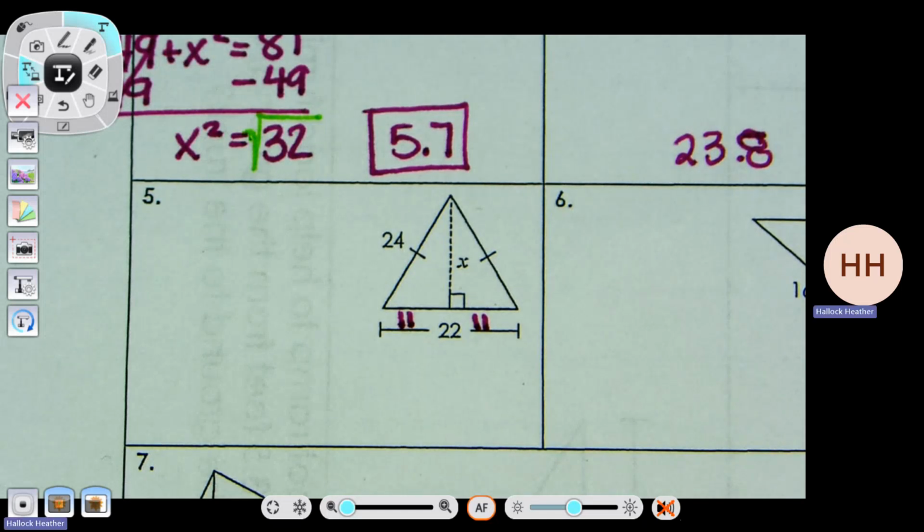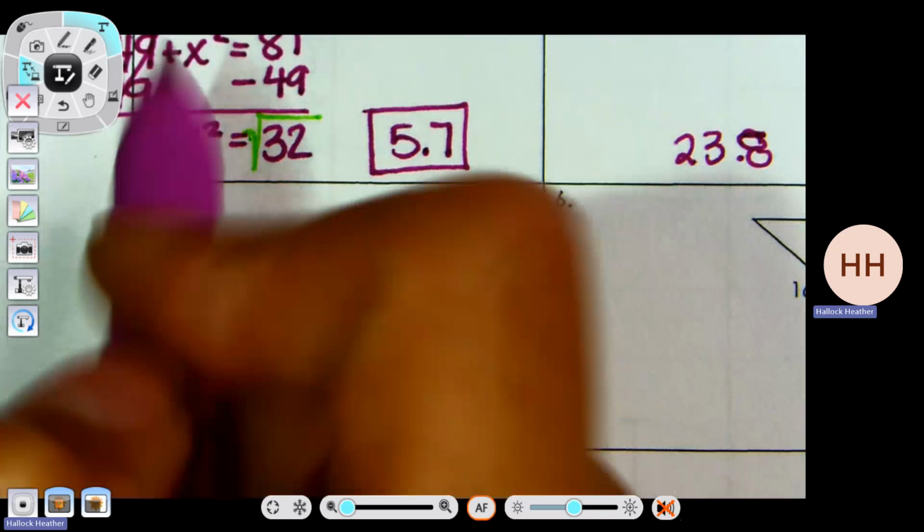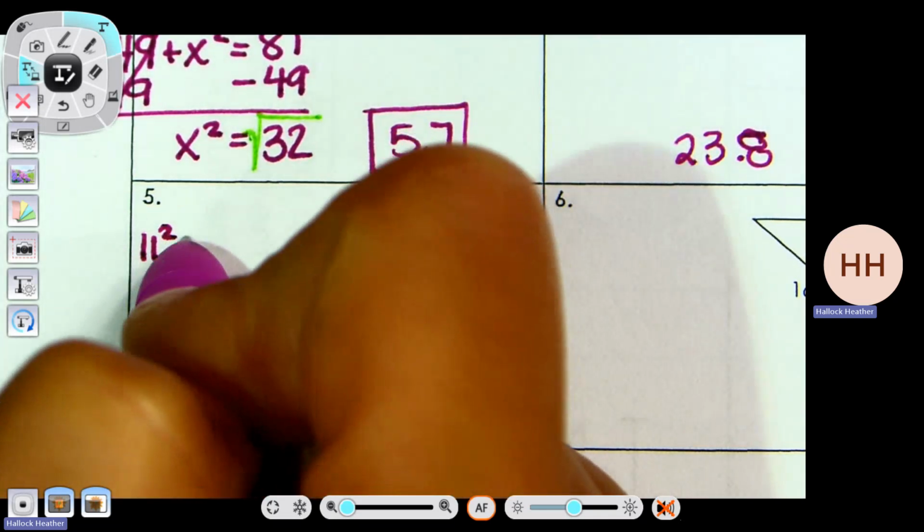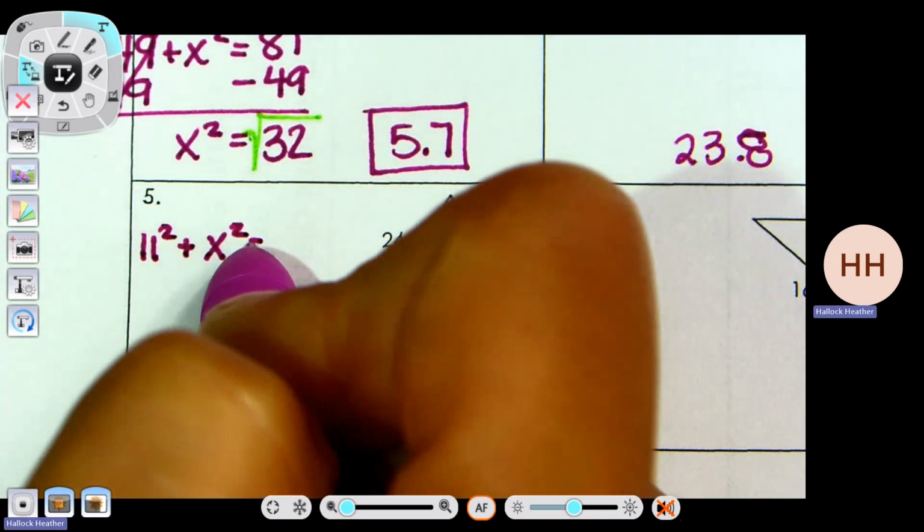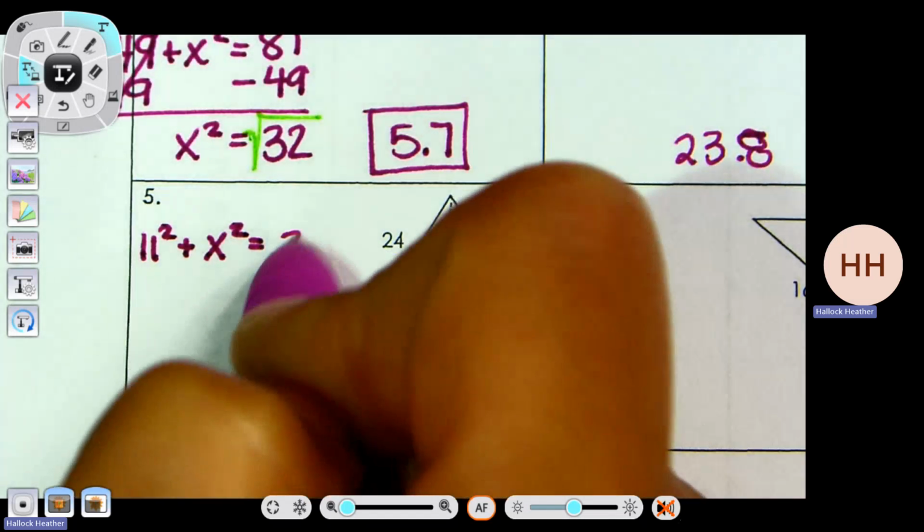So what else can we do from now? You try to find the length of the leg. Yeah, okay. So what's the equation that you use? You would use 11 squared plus x squared. That's the number 24. Perfect.